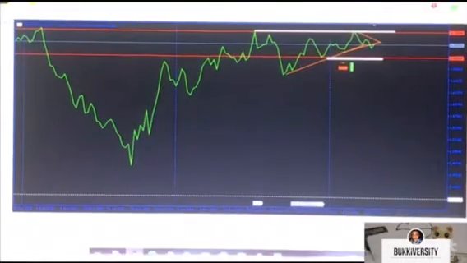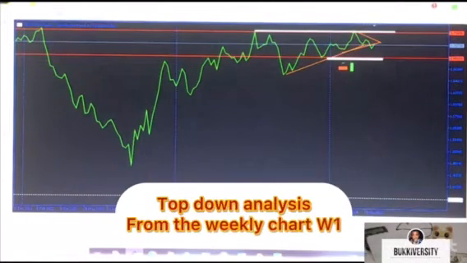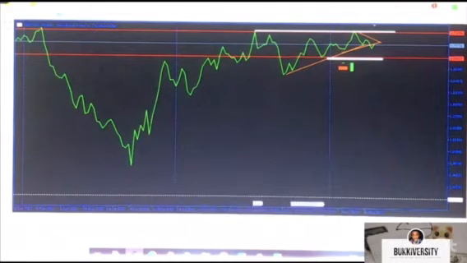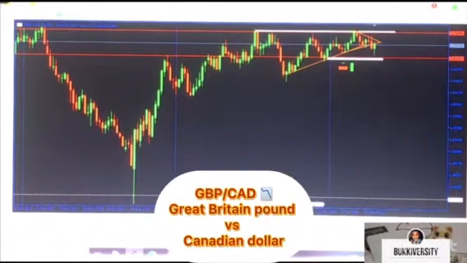Alright guys, this is how I normally start my analysis. You can see we have a line chart instead of a candlestick formation. This is on the weekly. I start from the weekly, more like a top-down analysis. From the higher time frames, I start coming down little by little. So right here we have GBP CAD for a possible sell position, but let's see how it goes anyway.